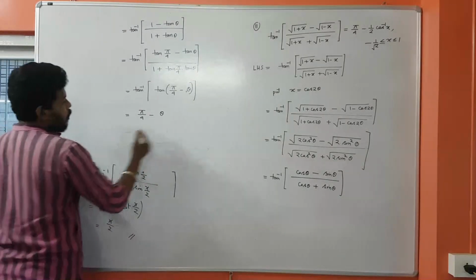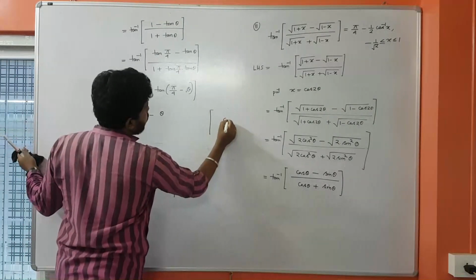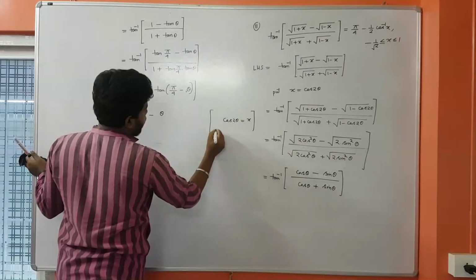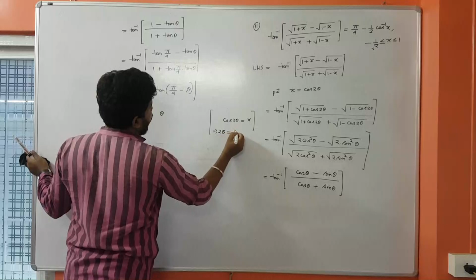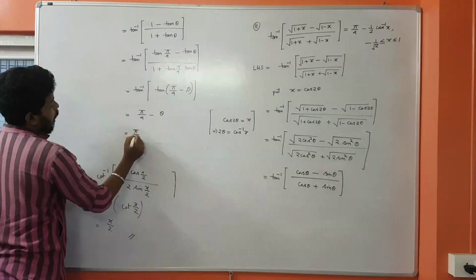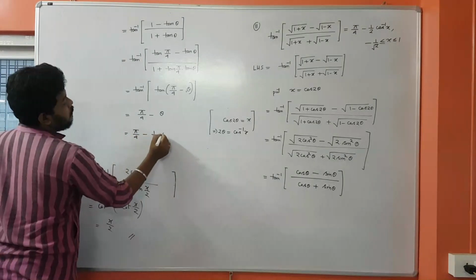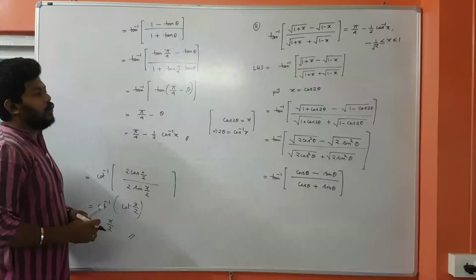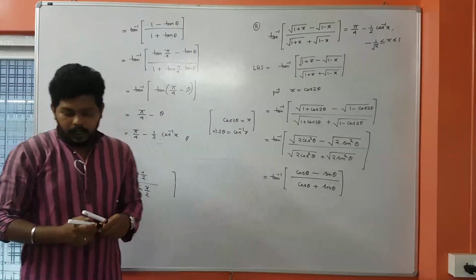What is theta? You are given that cos twice theta is equal to x. That means twice theta is equal to cos inverse of x. Hence theta is equal to half of cos inverse of x. This is your solution.